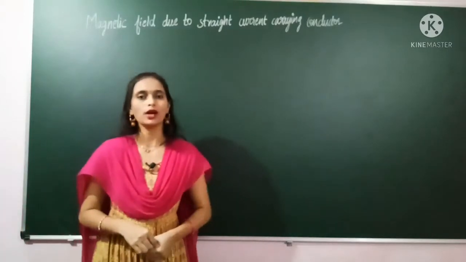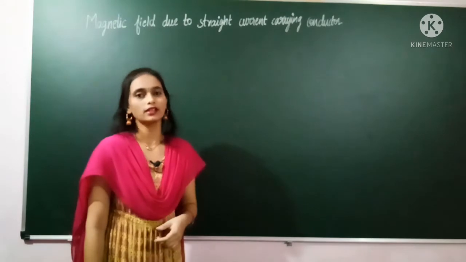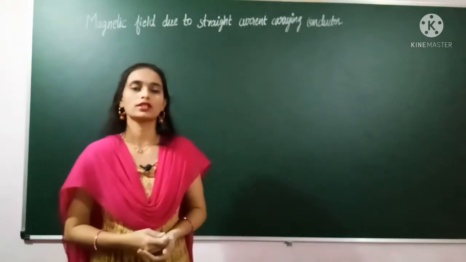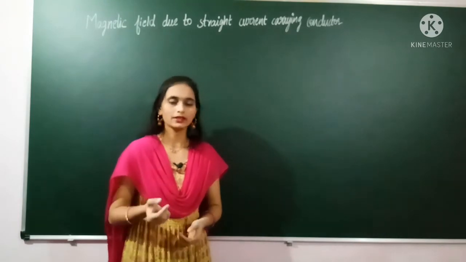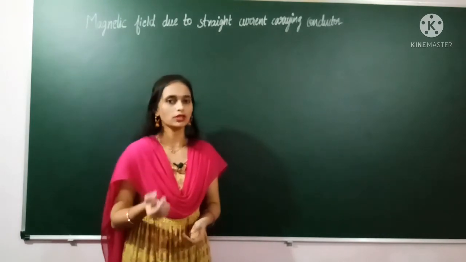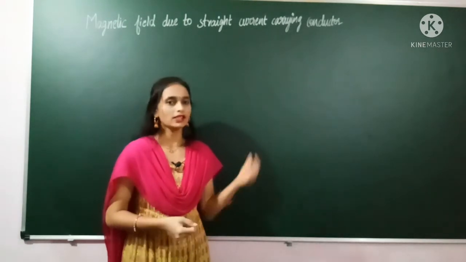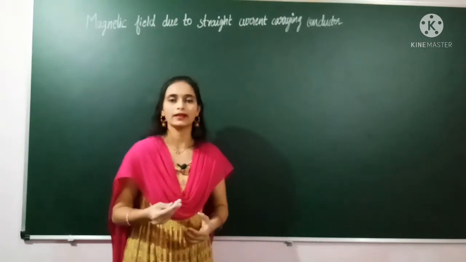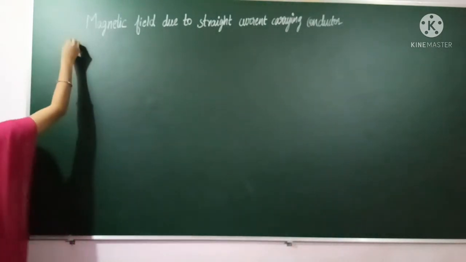In this video I am going to teach you about the magnetic field due to a straight current carrying conductor. In the last class we studied the Biot-Savart law. Using that law we calculated the magnetic field because of a small current element, but in this video we are going to calculate the magnetic field for the complete wire. So let's start.